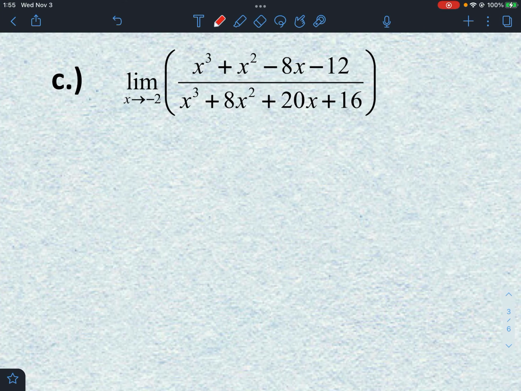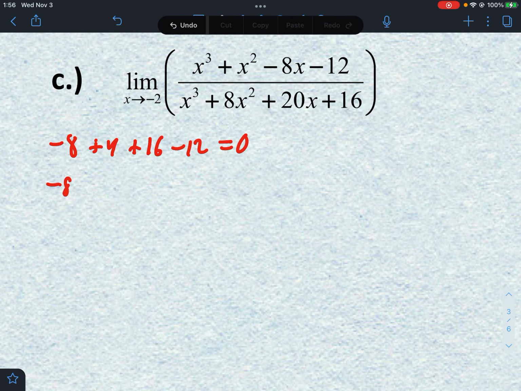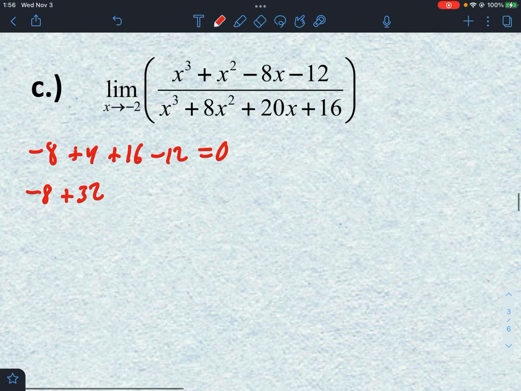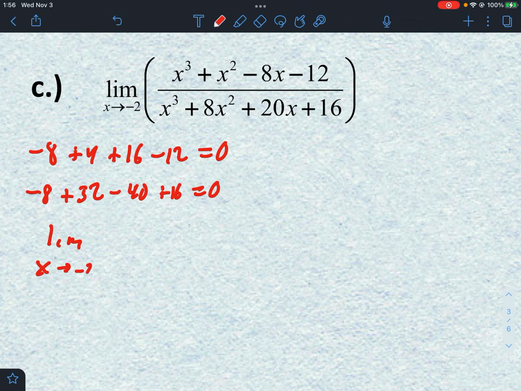Part C, this is a crazy looking rational expression here. So we get negative 2 cubed plus 2 squared, negative 2 squared, minus 8 times negative 2, minus 12, that would be 0. And denominator, we get negative 8 plus 32 minus 40 plus 16, which would also be 0. So L'Hopital's Rule applies.